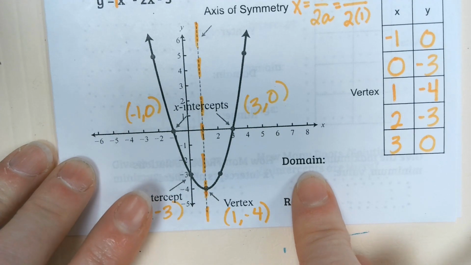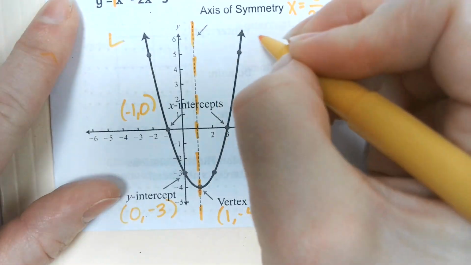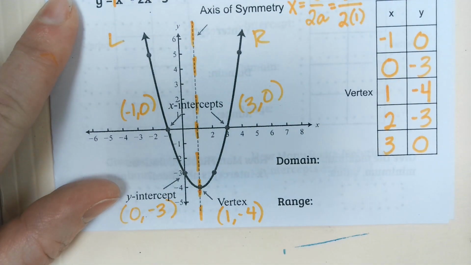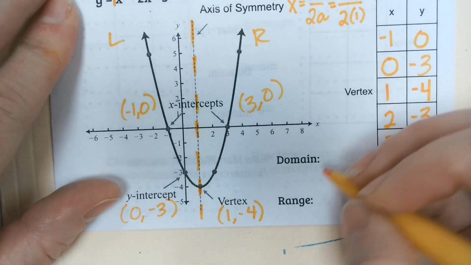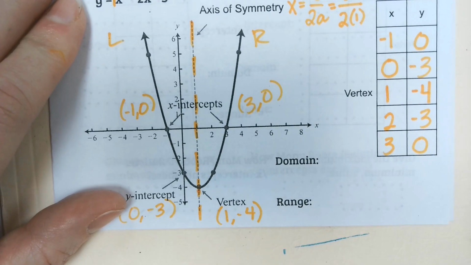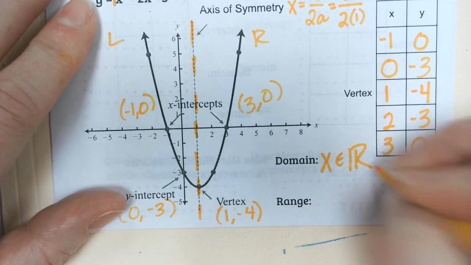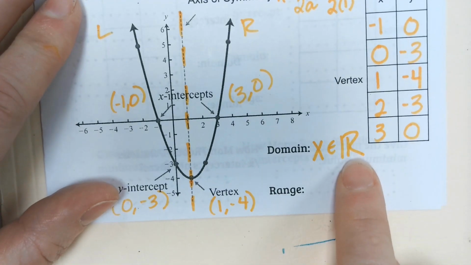Domain is how far left and right it goes. See these arrows going left and right? It's going to go forever to infinity. So we can write all real numbers, negative infinity to positive infinity. I like to write it like this, with that R with the extra line on it. x is all real numbers.